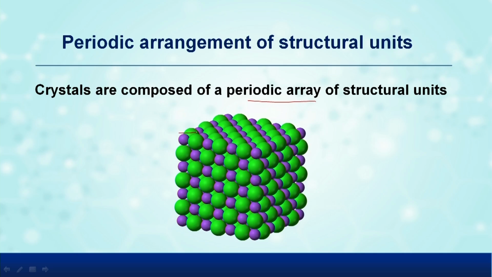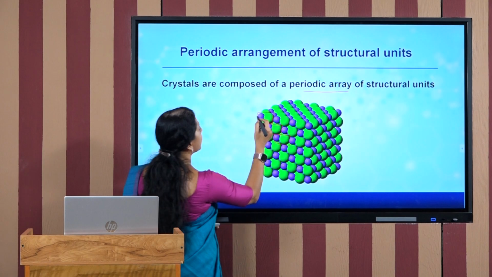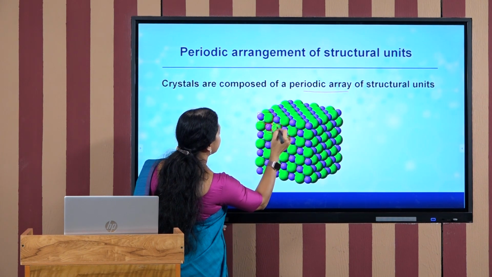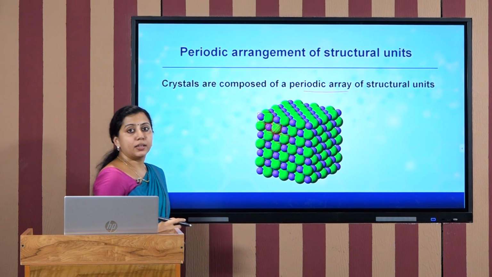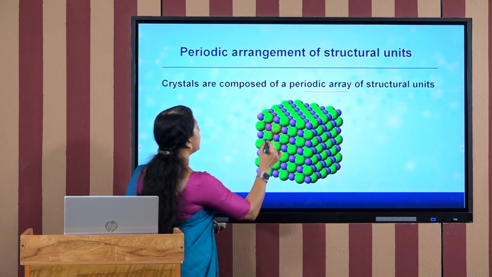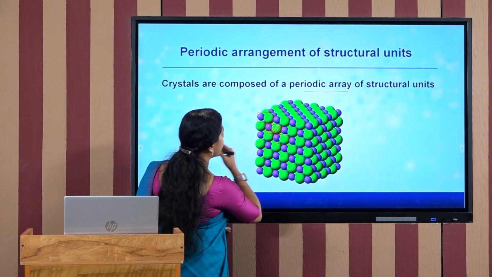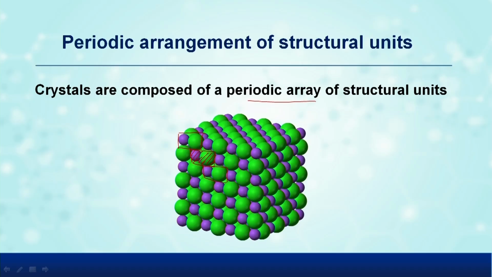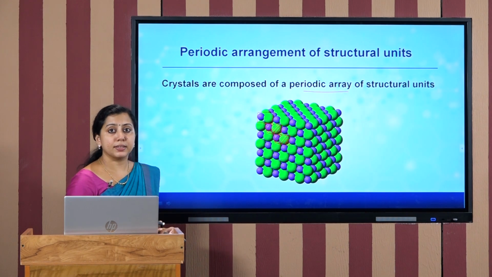If we select these two atoms, followed by this, okay. So, you can see that if I select this one, the surroundings around this particular unit is the same everywhere. And if you select this one, then also the surroundings is exactly the same as before.